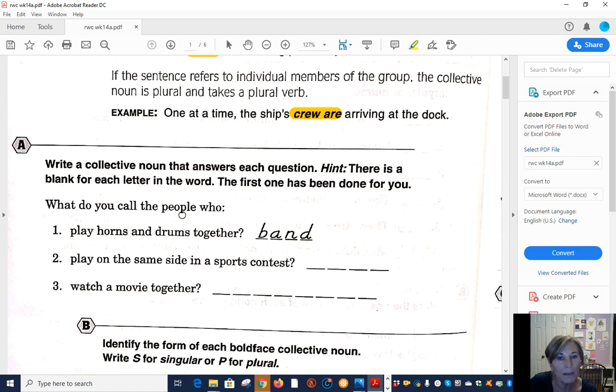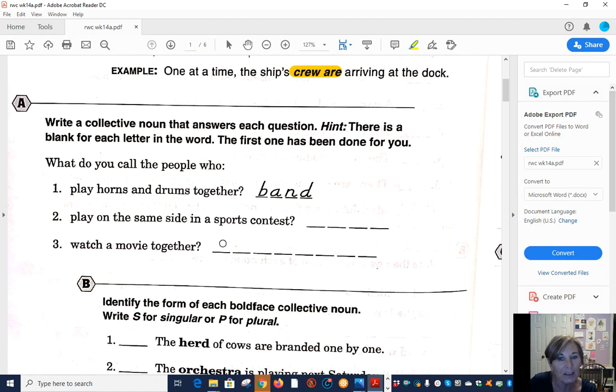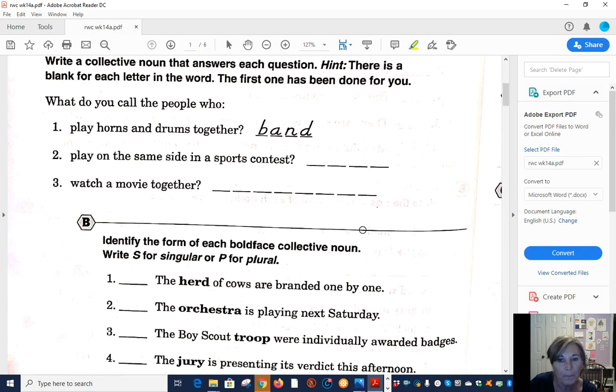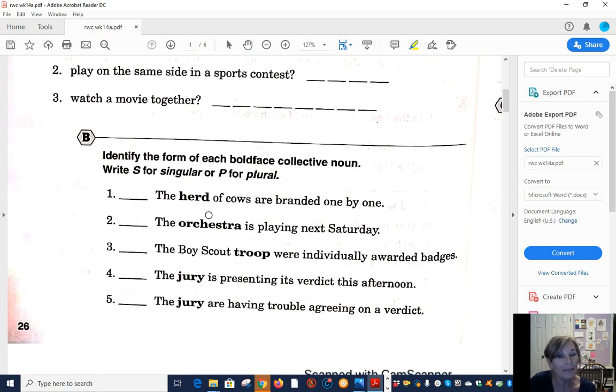So what do you call the people who play together, play horns and drums together? That is a band. People on the same side in a sports contest, that is a team. If you watch a movie together, that is the audience, A-U-D-I-E-N-C-E, audience. I'm going to actually give you the answers to these, but they're not written in, so you'll have to try to remember.